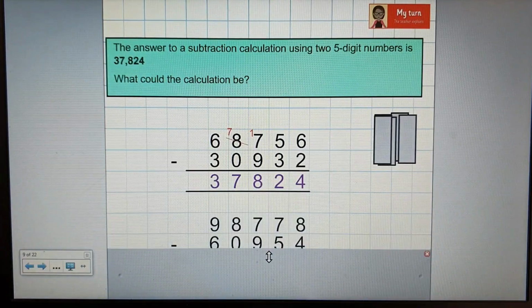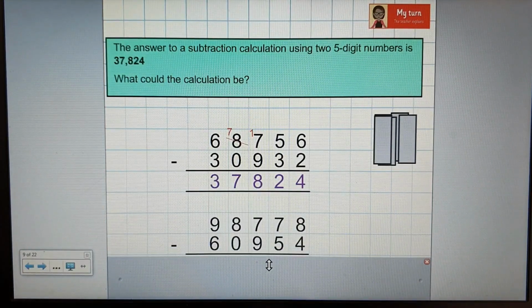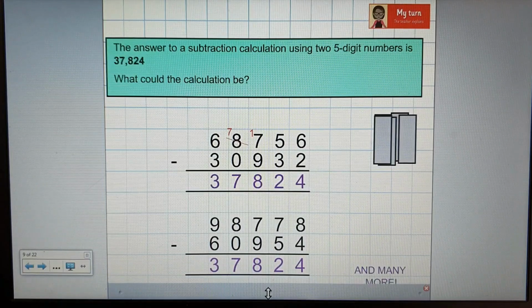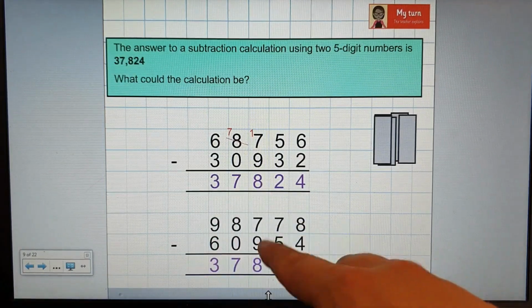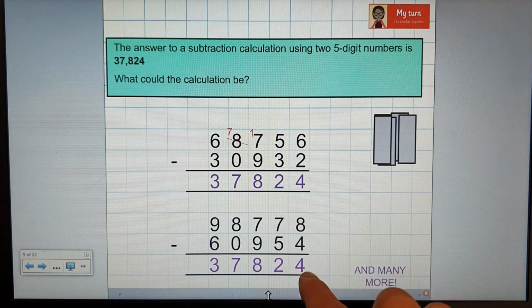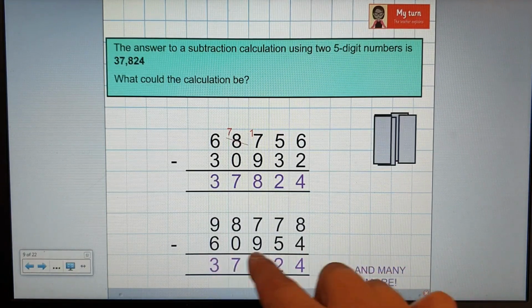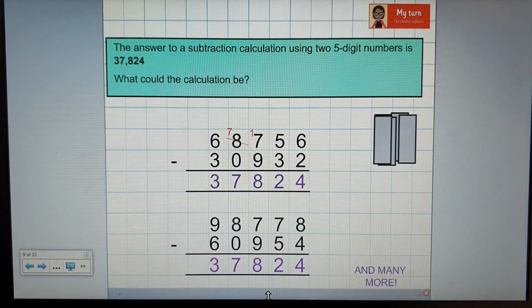Okay. This is another solution that you could have had. And there are many, many more different solutions. But if you look, you'd end up with the same answer, just different digits. Okay. Well done.